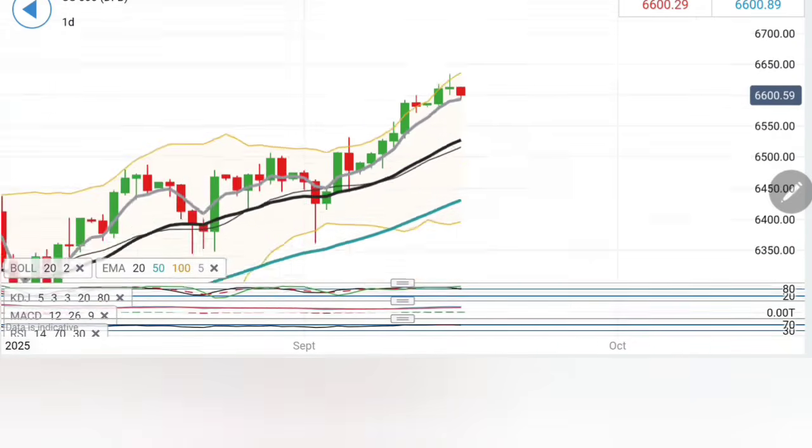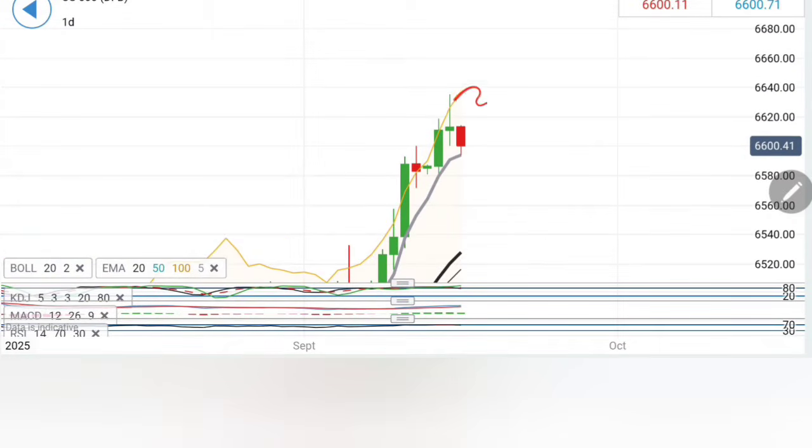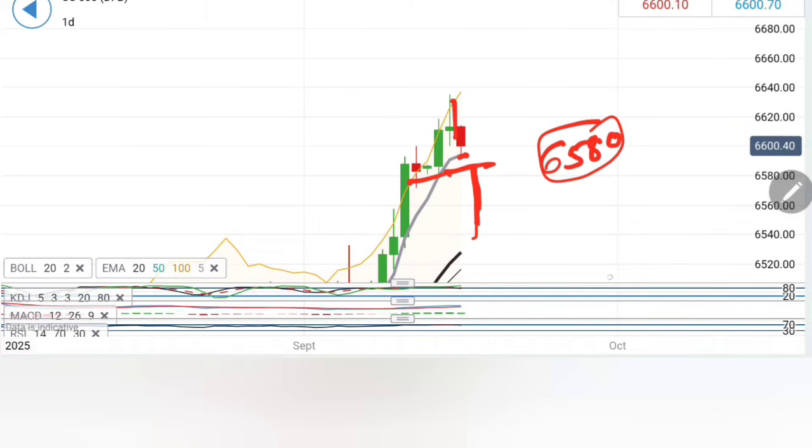You can see what has happened. Yesterday's candle was an indecision candle, and see, it can still bounce back. The only reversal confirmation is if it trades below the 6580 mark. Yes, if it trades below 6580, that's the beginning of a further or stronger down move here.